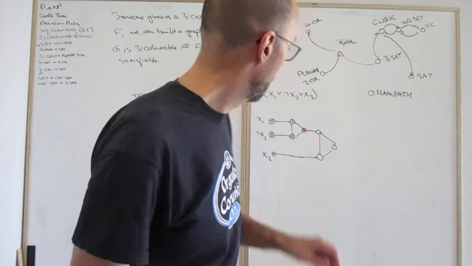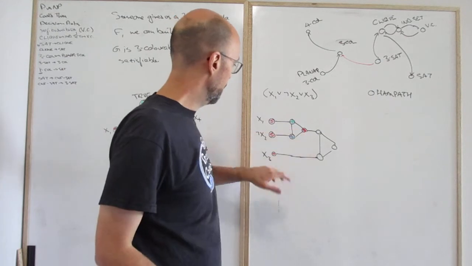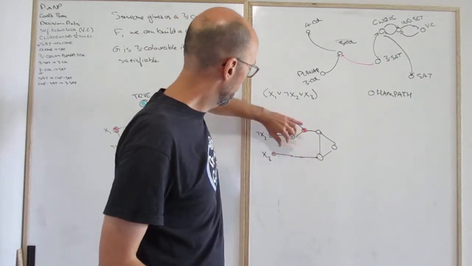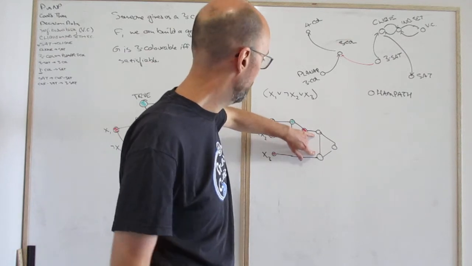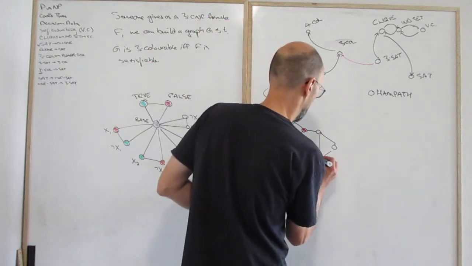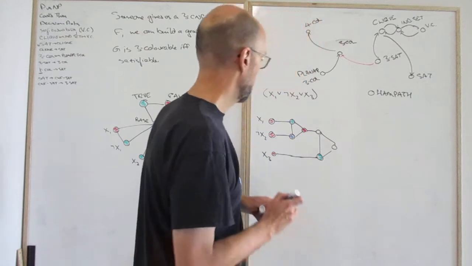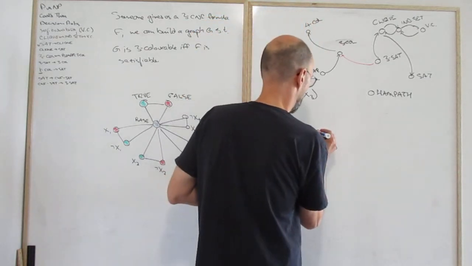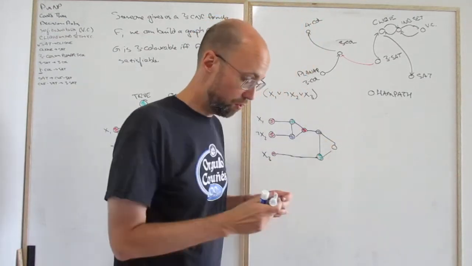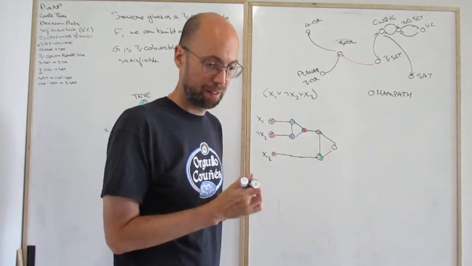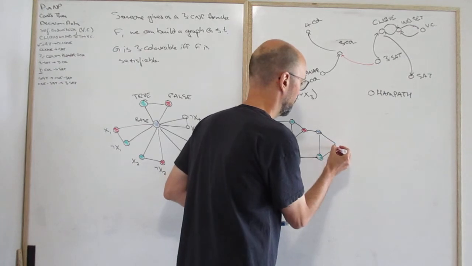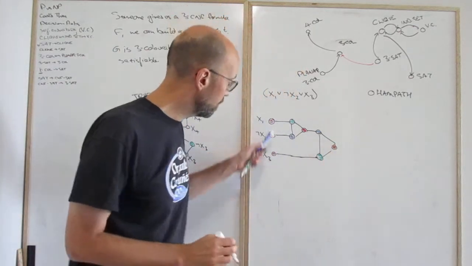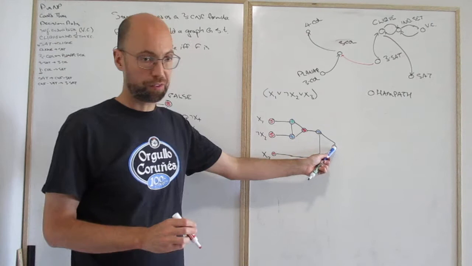Okay, so if this is false and this is false, one of these has to be true and one of these has to be base. Let's just reverse the order for fun. And that means this has to be false. So if these are all false, this has to be false.